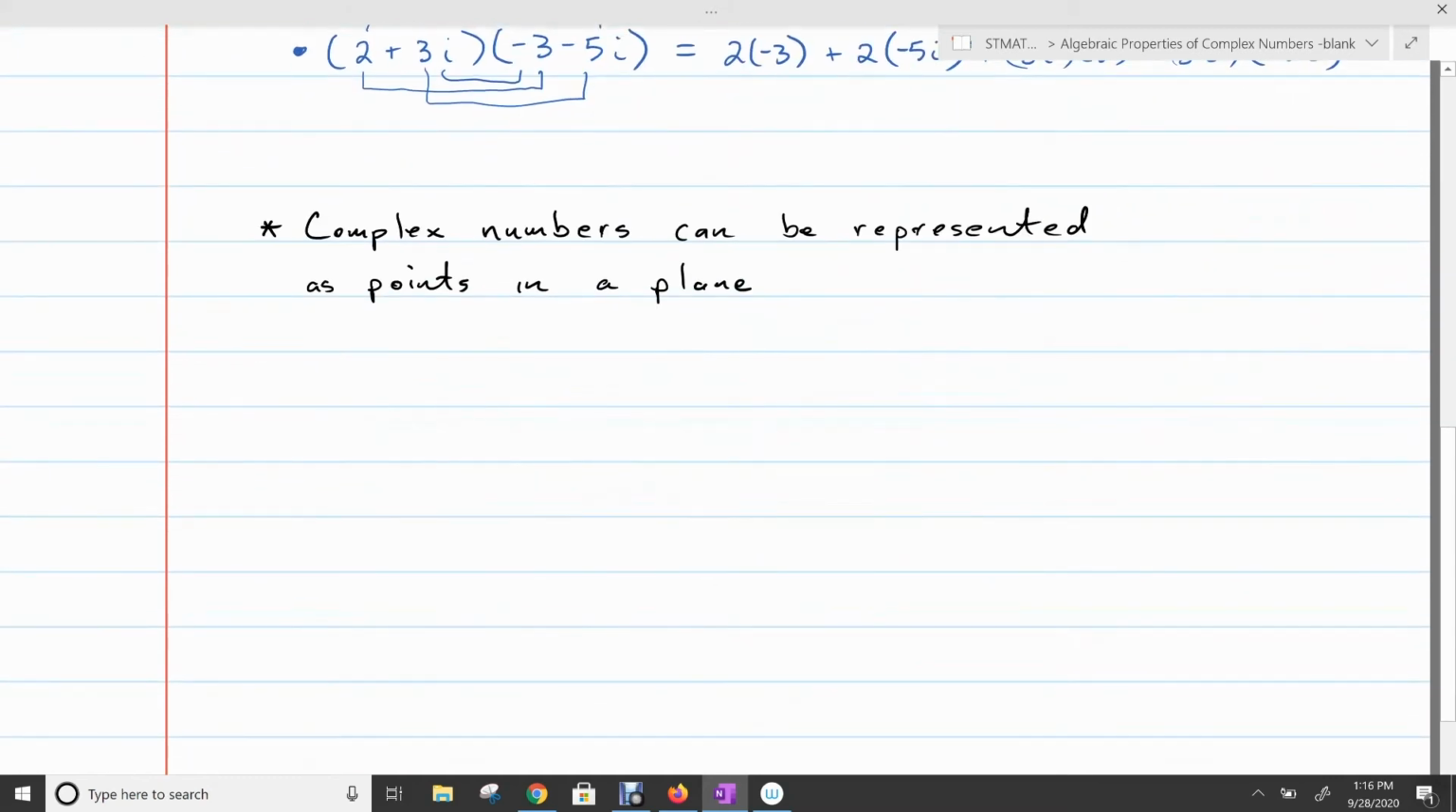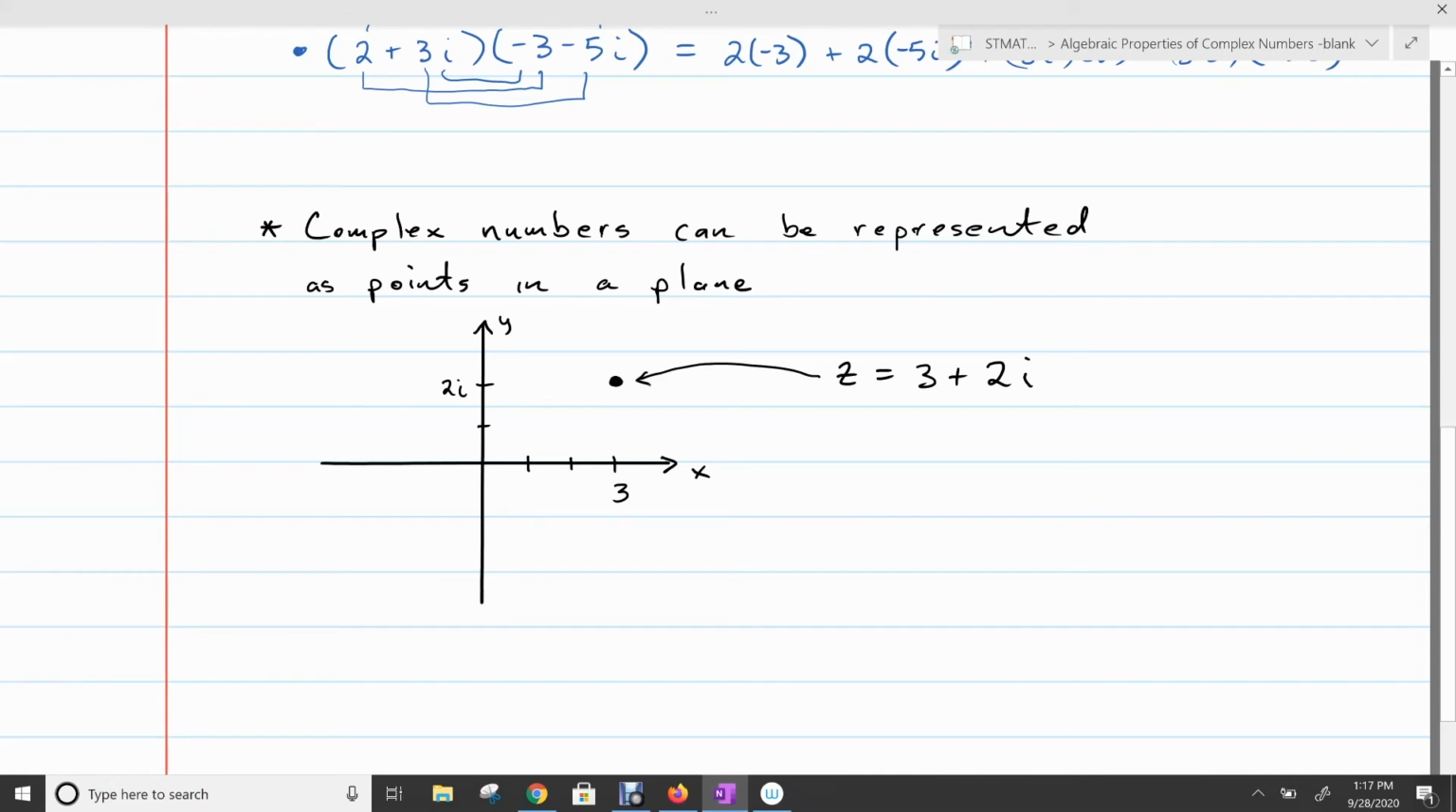And maybe you've even seen that you can represent complex numbers as points in the plane. So I could put down a coordinate system here. And if we looked at the complex number, say 3 plus 2 times i, the way you would represent that in the plane would be 3 along the x-axis and 2 along the y-axis. We usually call that the imaginary axis. And then your complex number would be this point right here, (3, 2) in the plane.